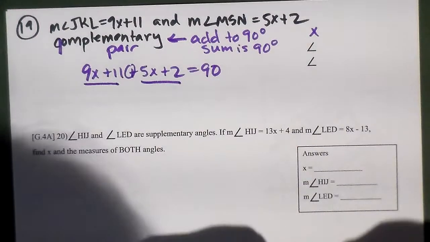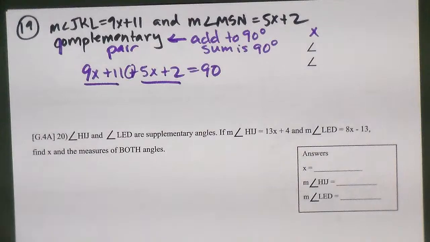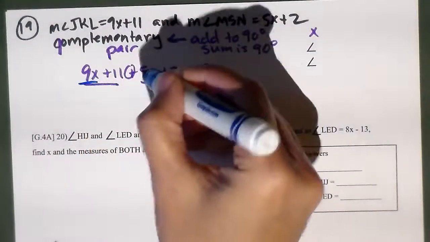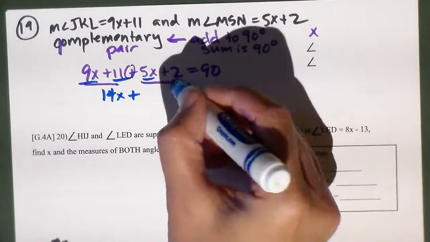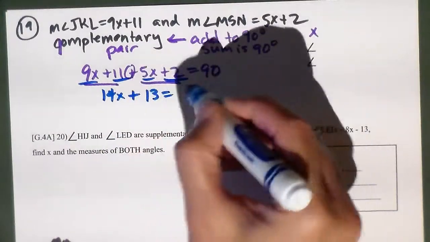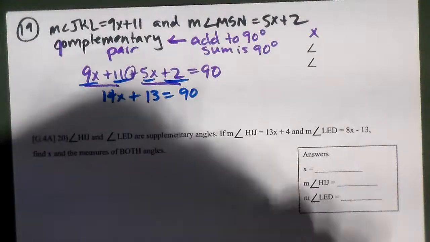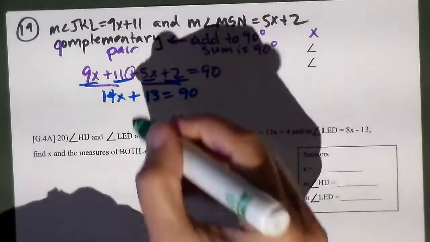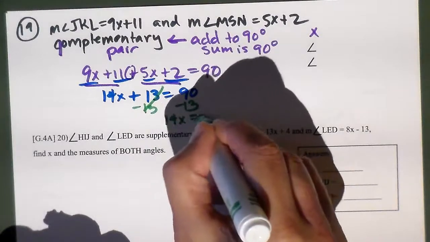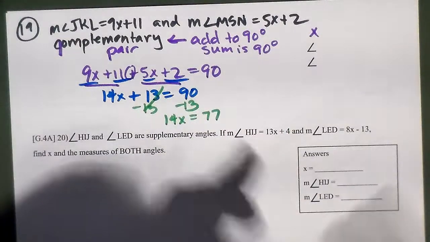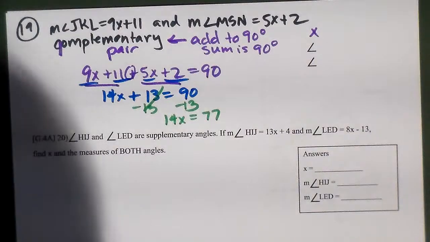So now let's do some like terms here. My like terms would be 9x and 5x is 14x. I'm trying to beat the battery here. My battery's running low on my camera. 11 plus 2 is 13 equals 90. And then my next step would be to solve for x. So I'm going to move the 13 to this side. So 14x equals 77. And again, I'm just doing the algebra part.